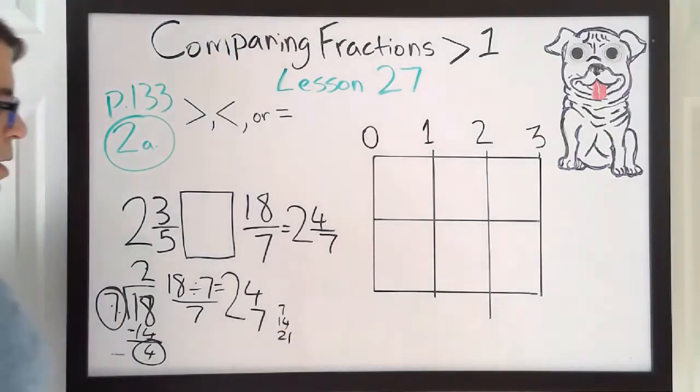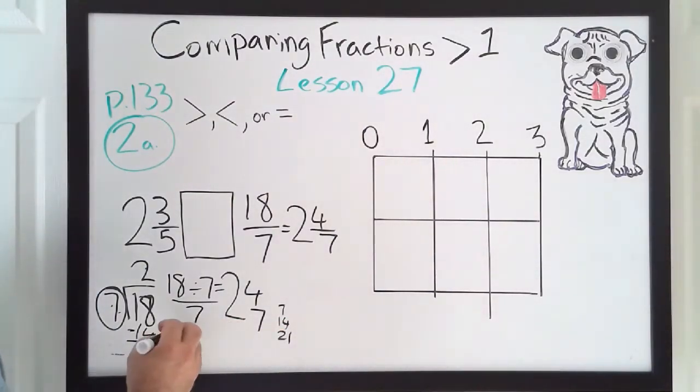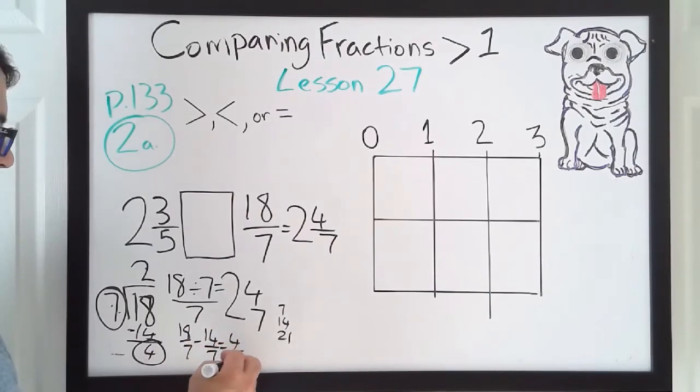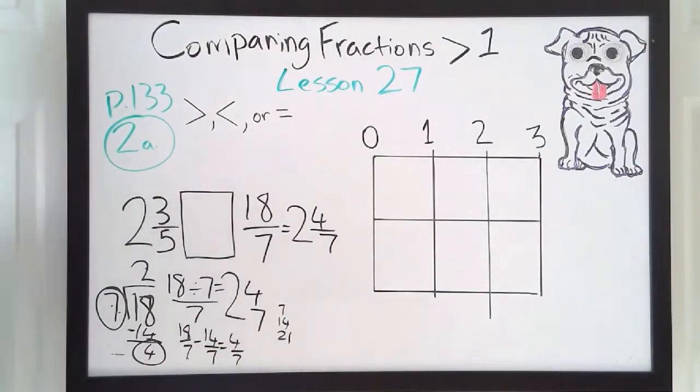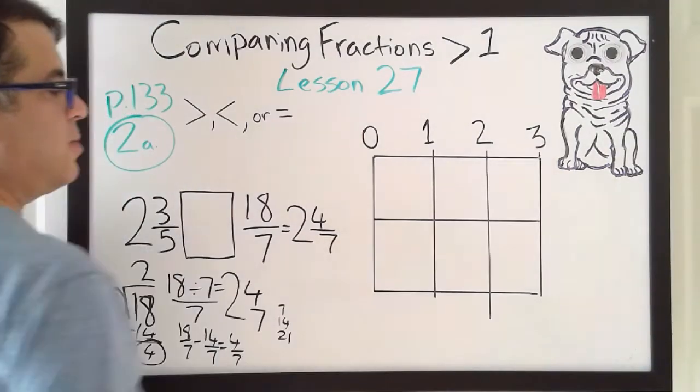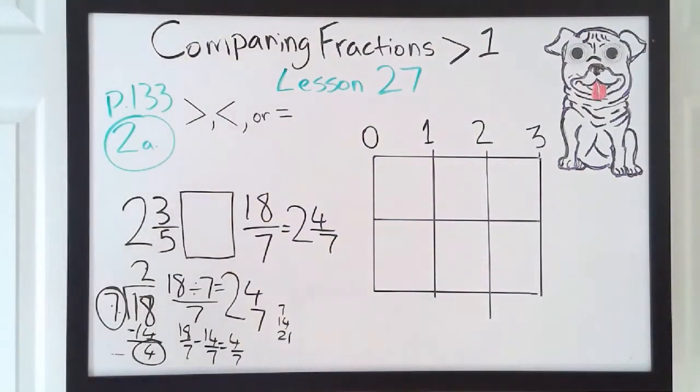Okay? Another way of looking at it, we could have said, what is 18/7 minus 14/7 to get our remainder? That equals 4/7. That's another way to find your remainder. Okay, so now we're looking at 2 3/5 and 2 4/7. Both of them are less than 3, but which one is bigger?